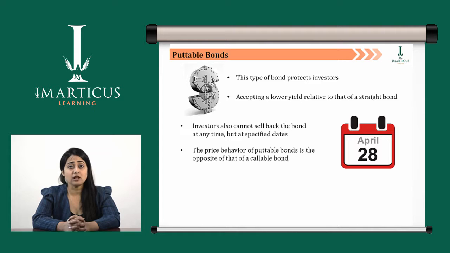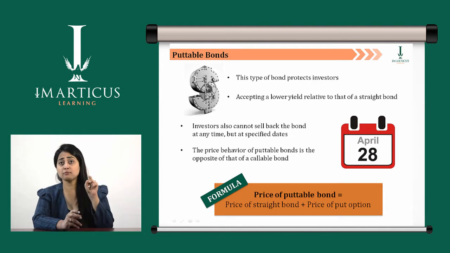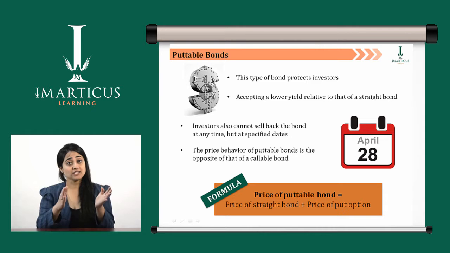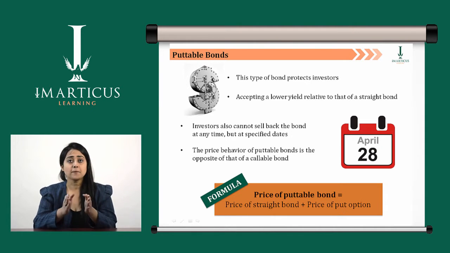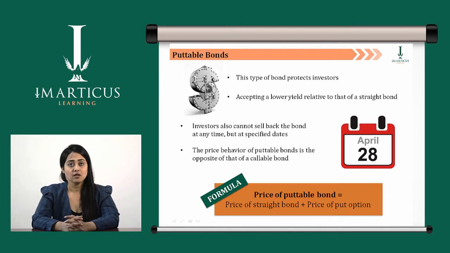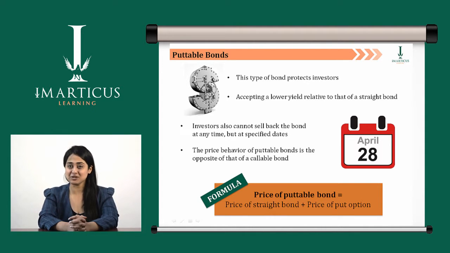Since call option and put option are not mutually exclusive, a bond may have both options embedded. The formula to calculate the price of a puttable bond is as follows. Price of a puttable bond is equal to price of a straight bond plus price of a put option. The price of a puttable bond is always higher than the price of a straight bond because the put option adds value to an investor. The yield on a puttable bond is lower than the yield on a straight bond.